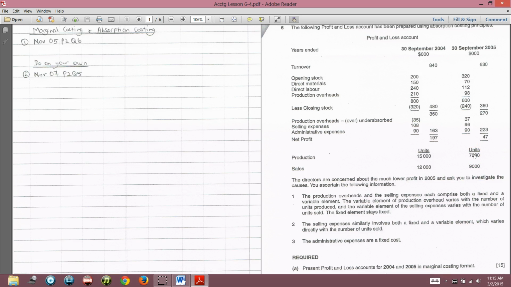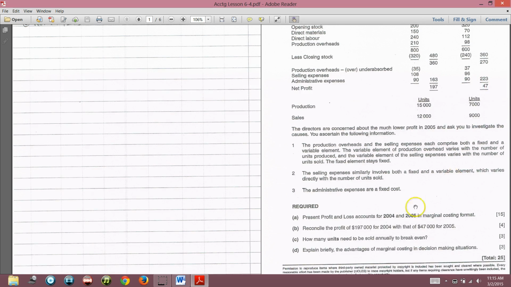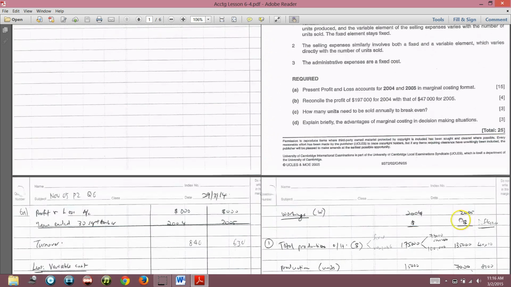Can you explain to me? You know, the boss is telling you, can you explain to me? So you are trying to do up a working on a piece of paper in a neat and nice format so that you can explain to your boss comfortably. So that's why you do a reconciliation of profit for 2004 and 2005.